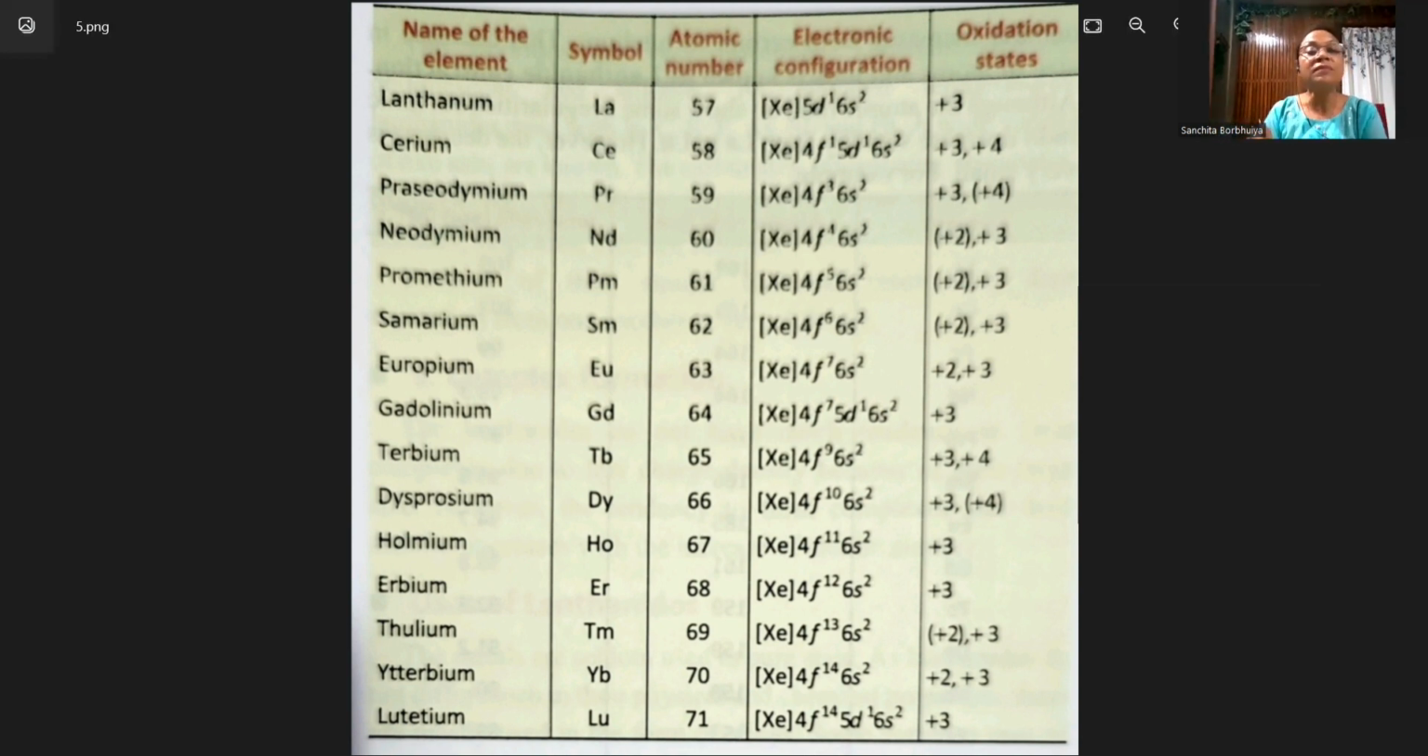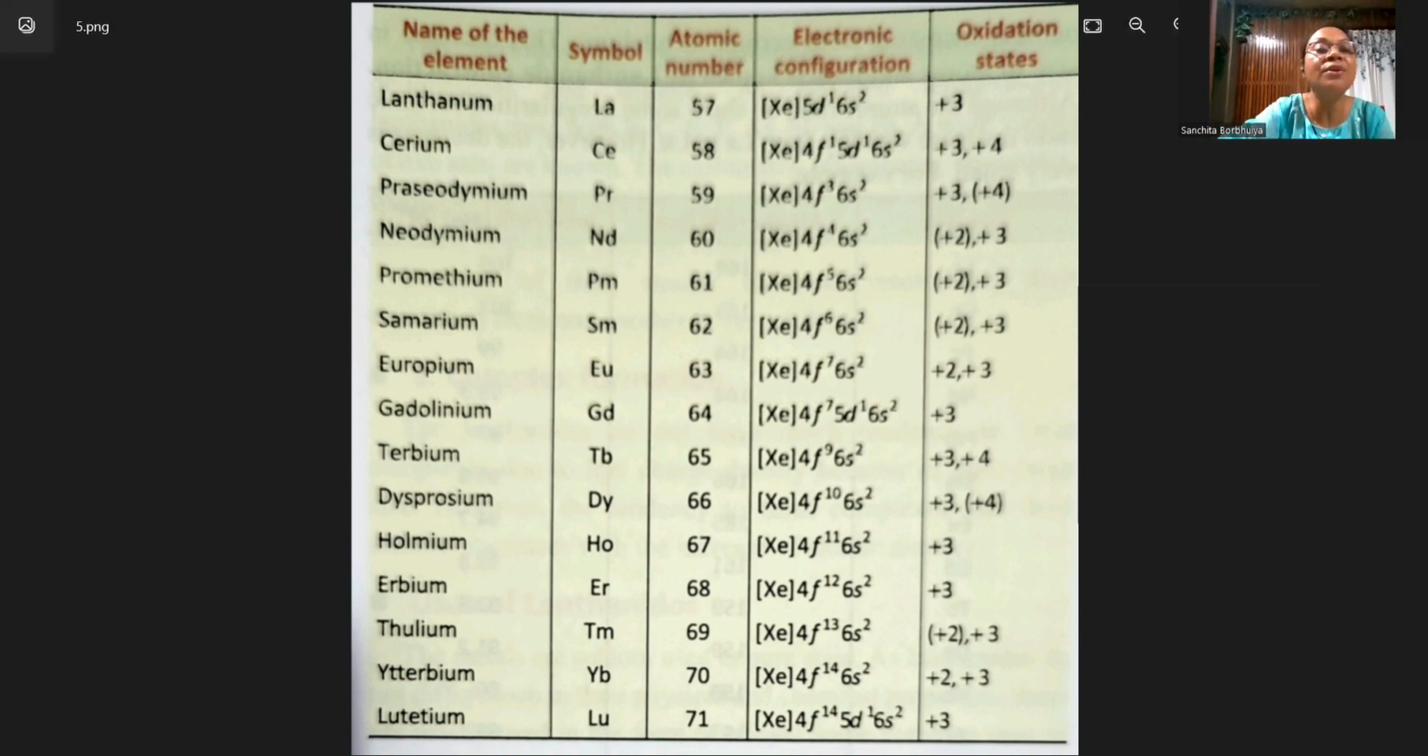Then after F7, again we have 4F7 5D1 6S2. Do not forget to insert the electron in the D, because you would like to leave gadolinium with a half filled F. The full capacity of F is 14, so leave F half filled with 7 electrons. So leave gadolinium with 4F7 5D1 6S2. Then after F7, F8 is missing. F9, F10, F11, F12, F13, F14. Yes, and then comes the last element, which is lutetium, 4F14 5D1 6S2.